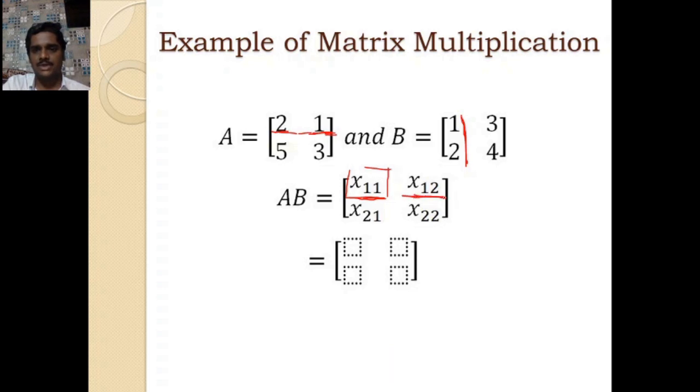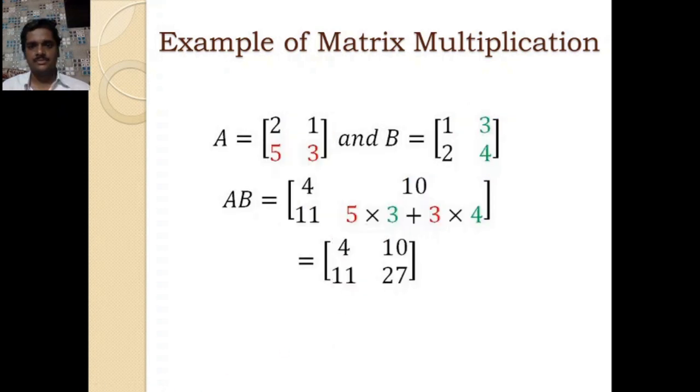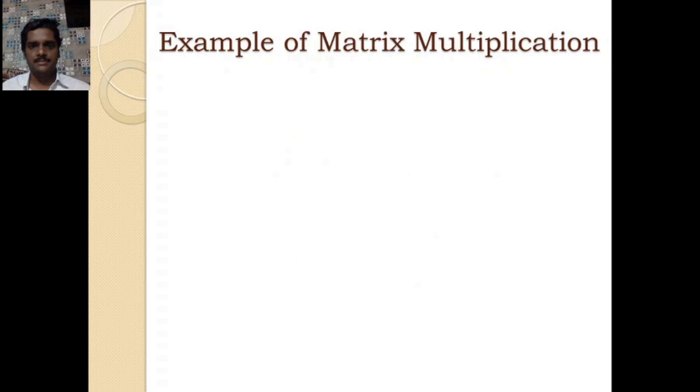Position is x12. So you'll select first row and second column to get x12. Position is x21. So you'll select second row, first column to get x21. Position is x22. So to get x22, you select second row and second column. Let's proceed to the next example.